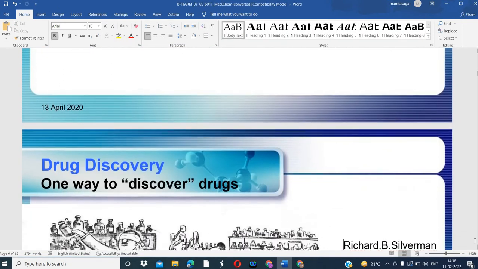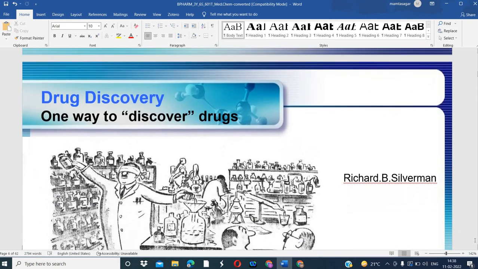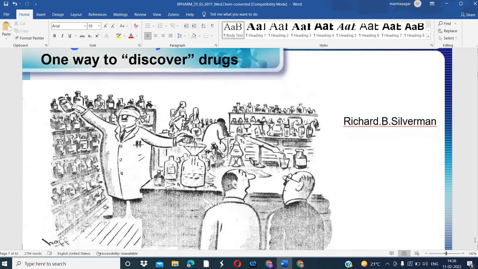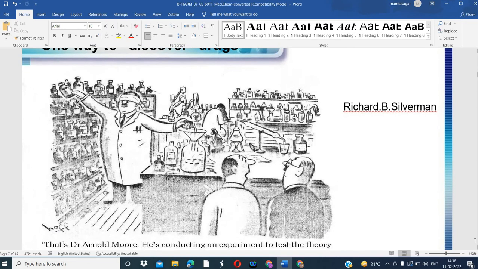Okay. Drug discovery, one way to discover drugs. In this figure you can see the scientist is pouring a chemical blindly into the beaker.